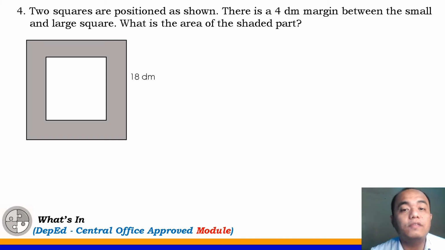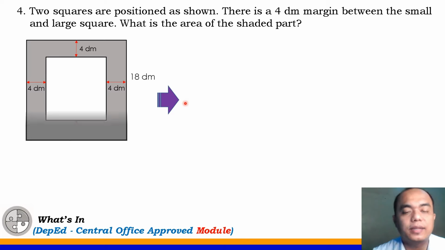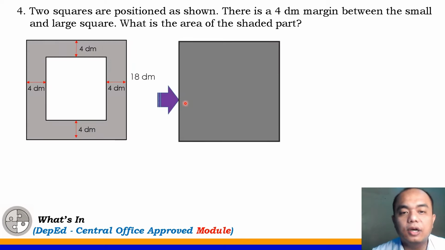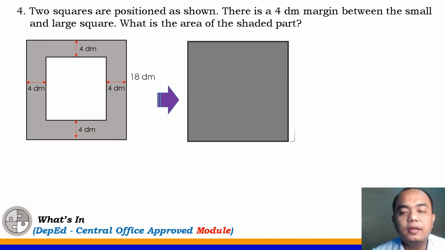What is the area of the shaded part? So obviously, we have here 4 decimeters wide. Yung bawat margin ng ating figure is 4 decimeters wide. No? I-extract muna natin, class, para mas madali sa inyo. Extract natin to. So the dimension here is 18 decimeters. So of course, lahat ng sides ng square is 18 decimeters lahat yan.